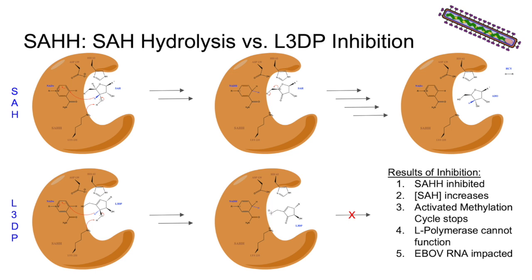L3DP is a competitive inhibitor which might prevent the entry of SAH by doubly protonating the active site bases of SAHH. L3DP may also contribute to induced oxidative stress by allowing for NAD+ to become irreversibly reduced to NADH.